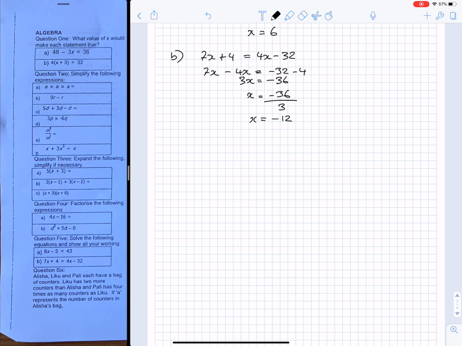Okay, question 6. Alicia, Liku, and Patu each have a bag of counters. Liku has 2 more counters than Alicia, so Liku equals Alicia plus 2, and Patu has 4 times as many counters as Liku, so Patu equals 4 times as many counters as Liku.